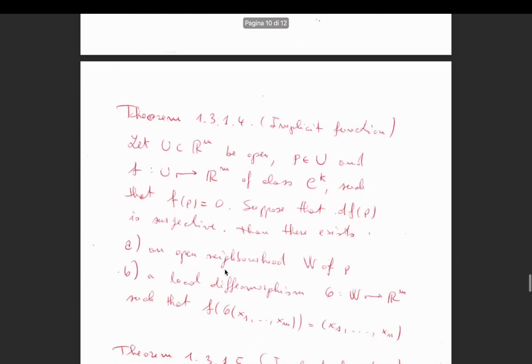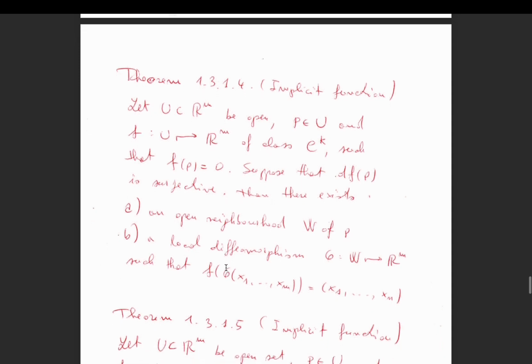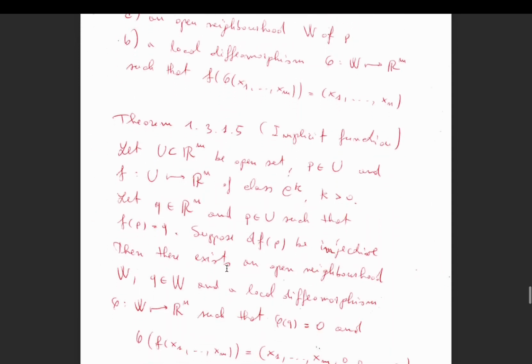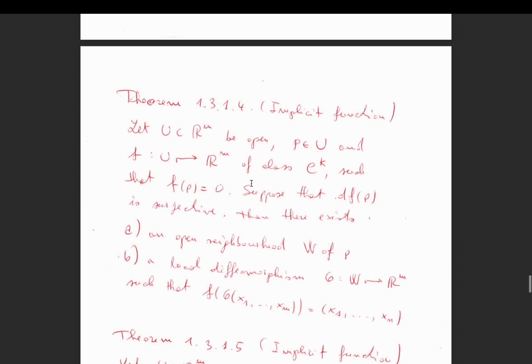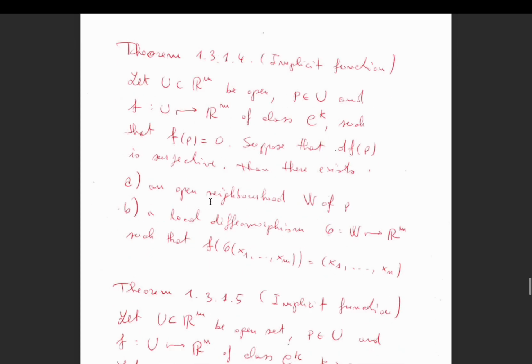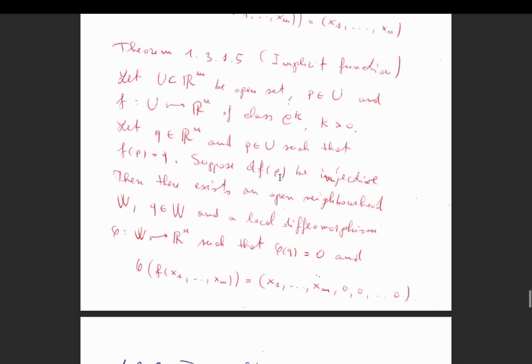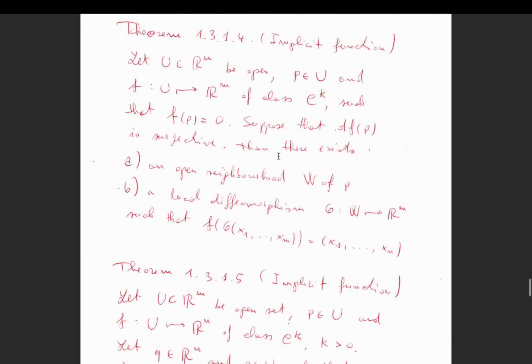Now let's go to the implicit function theorem. There are two versions of the implicit function theorem. The first one is the surjective version. The second one is the injective. So let's state first the surjective version.